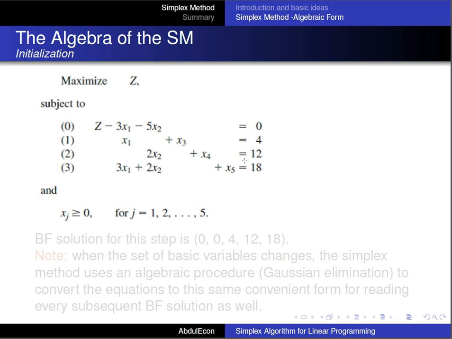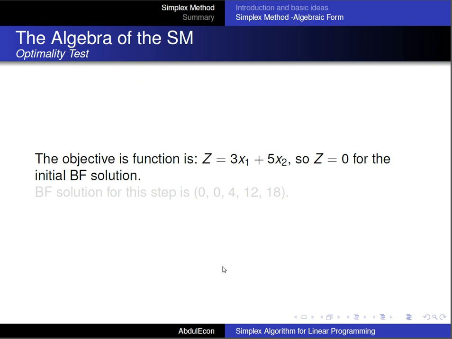Okay, so now we have these equations, all equalities, and please note that we also have the objective function included here. And this is the first step, initialization. When we initialize, we solve this, and because x1 and x2 are equal to 0 in the initial step, we find the slack variables: x3 equal to 4, x4 equal to 12, and x5 equal to 18. And we move to the optimality test, which says that because these decision variables are 0, the objective function is equal to 0 for the initial basic feasible solution.